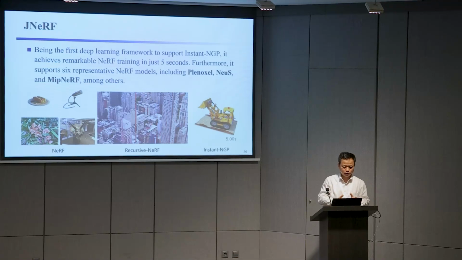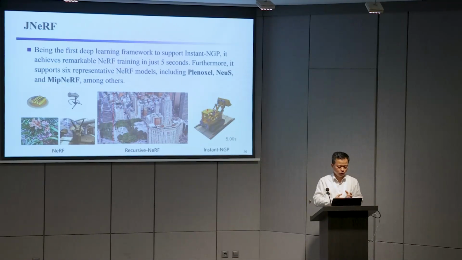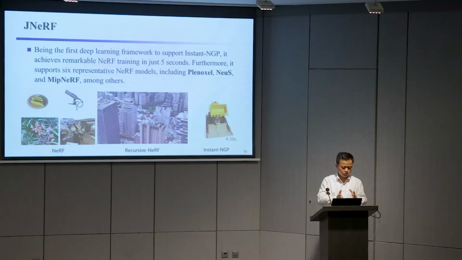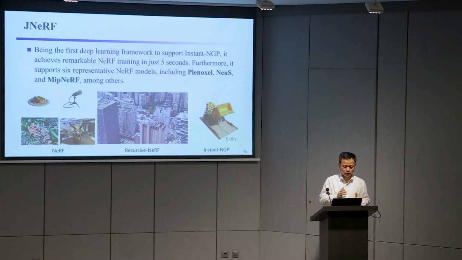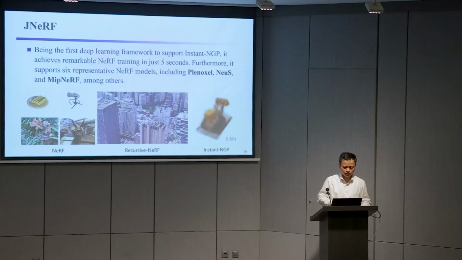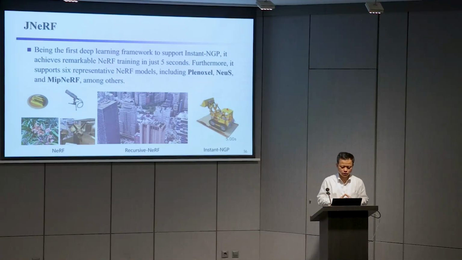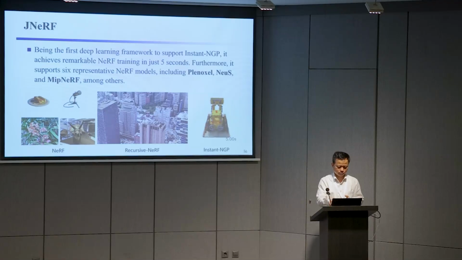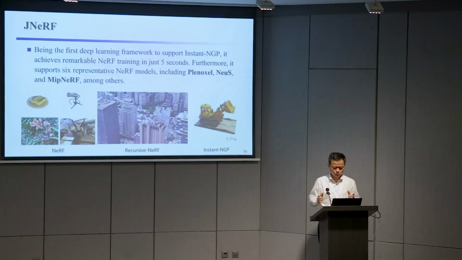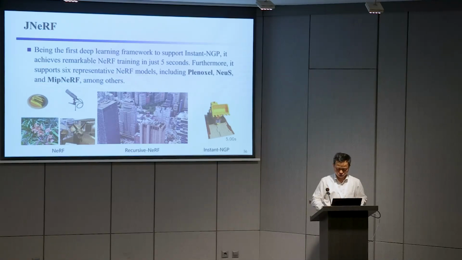this model zoo is the first deep learning framework to support Instant NGP. It achieves remarkable NeRF training in just 5 seconds. Before this famous algorithm, it usually needed 10 hours for training of a NeRF model. And furthermore, it supports 6 representative NeRF models, including very famous ones like NeuS, like Mip-NeRF, for example. So if you want to use NeRF for your research, you can download and use this model zoo.